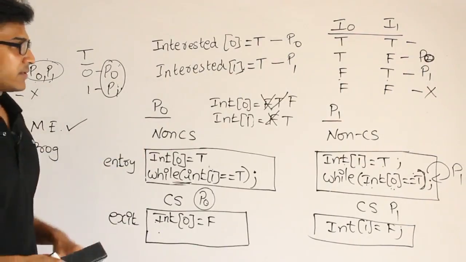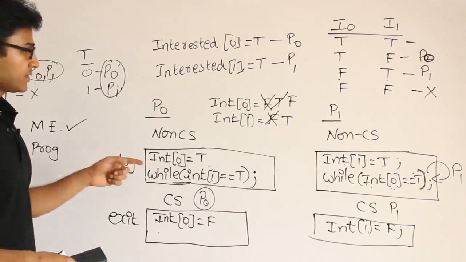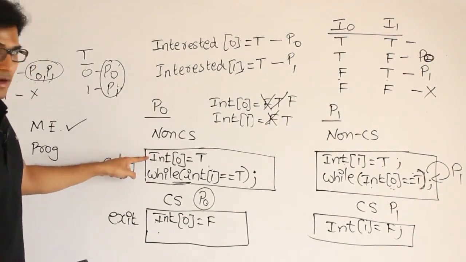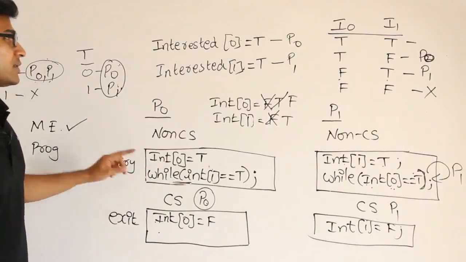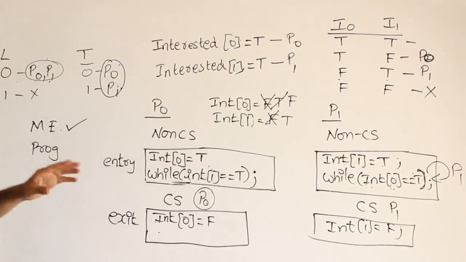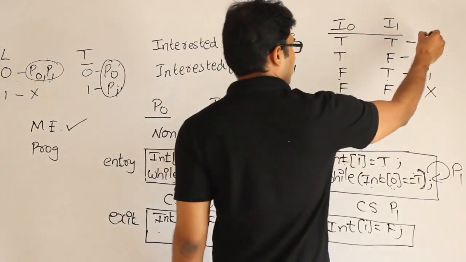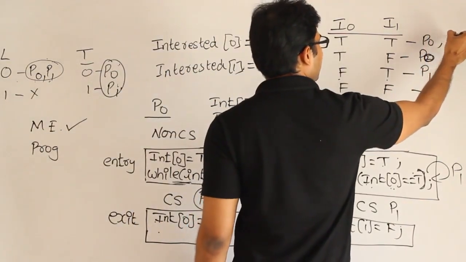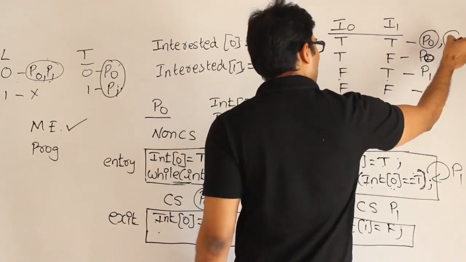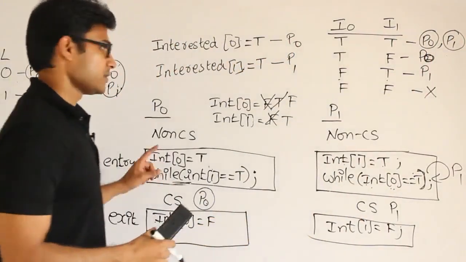Who will enter the critical section? The one which has set its interest first and the one which has entered this. But then there is a problem here. Okay, I'll show you that problem. But anyway, here only one process, either P0 will enter or P1 will enter. That depends on who has actually passed this while loop first, isn't it?